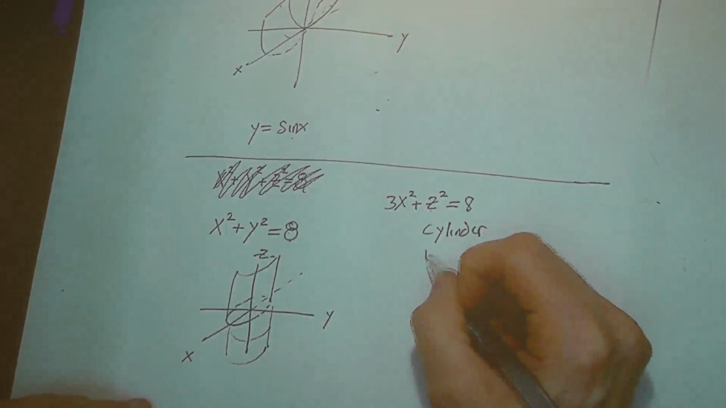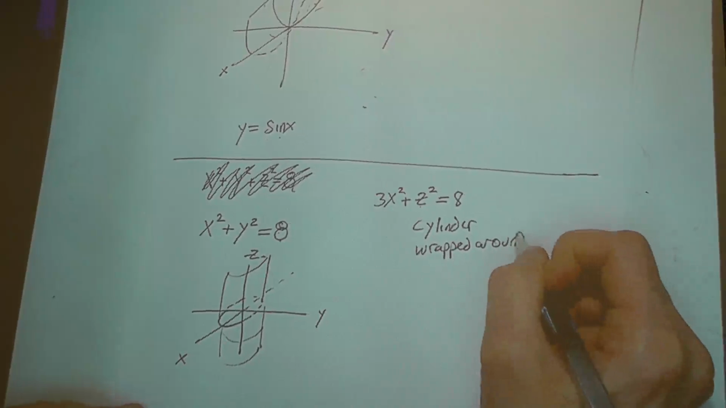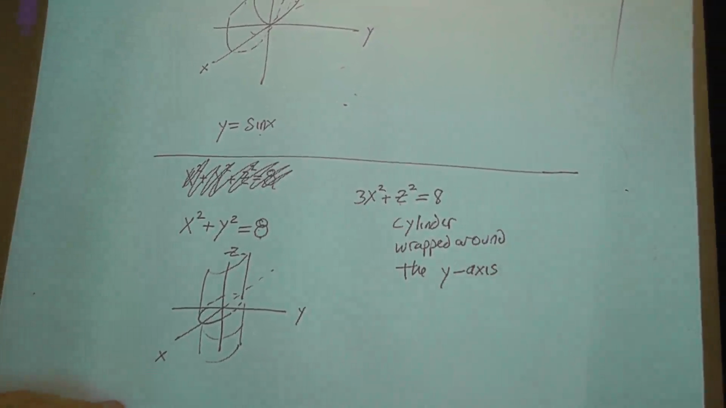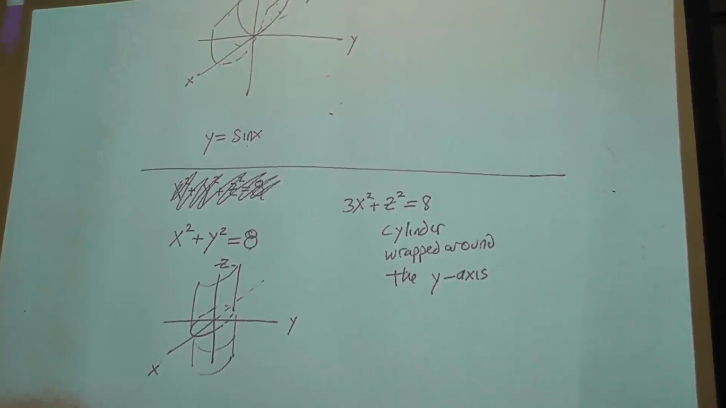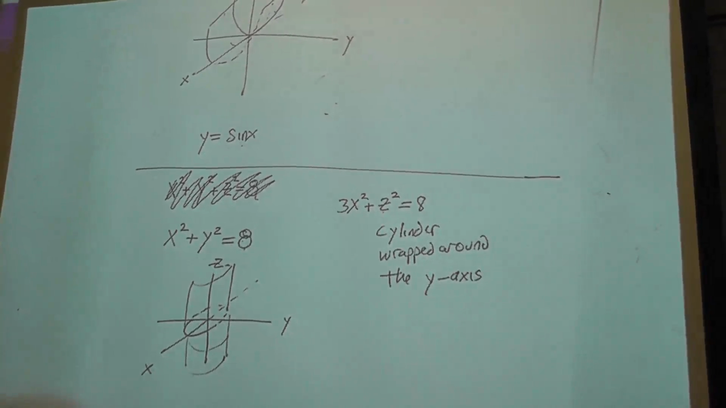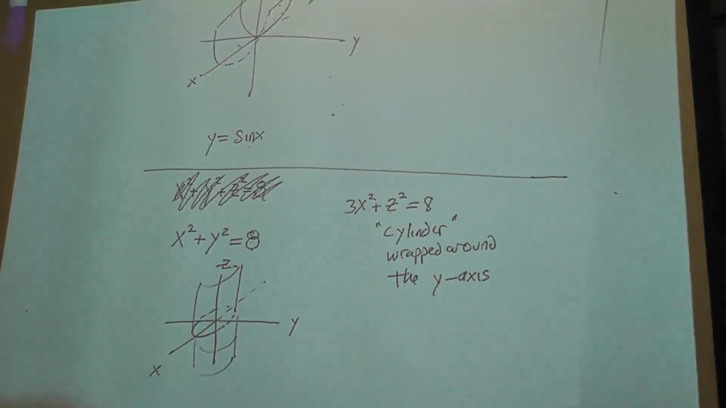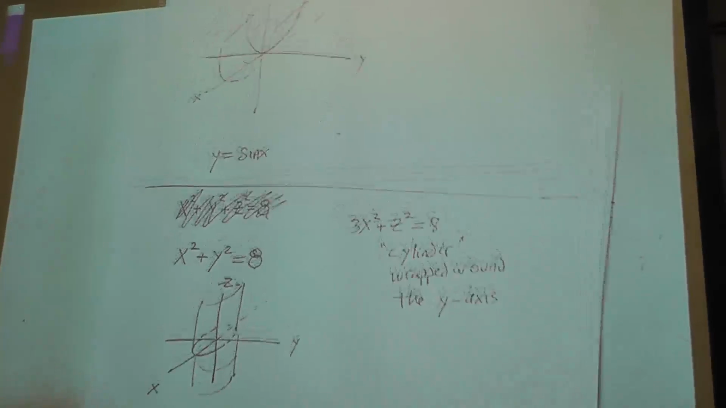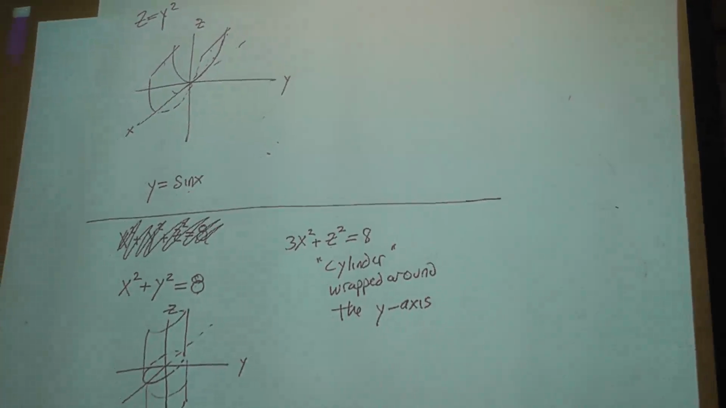And this guy is wrapped around the y-axis. Is that okay? Nothing extra. And a cylinder, maybe I ought to put that in quotes, because the cross-sectional cuts here are going to be ellipses, but to our way of thinking, an ellipse is essentially a circle and nothing's different there. Okay.